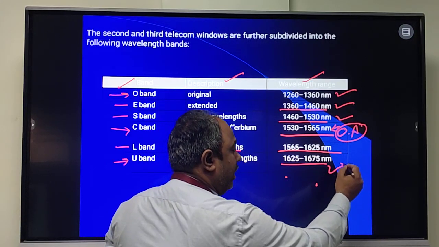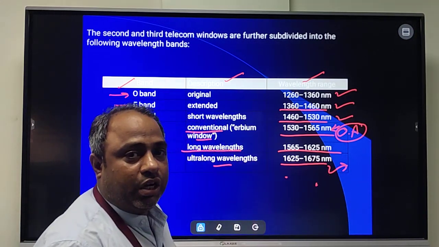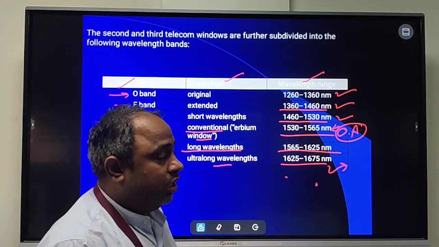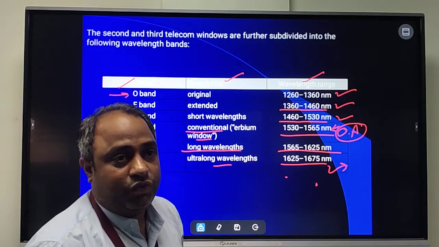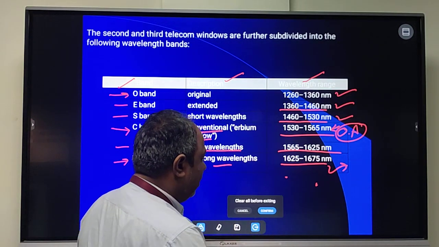This is the scenario right now used in optical networks for the transmission of signals, a huge amount utilizing the wavelength 1625 to 1675. So now we are coming to the next slide.